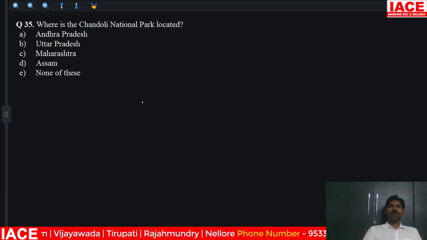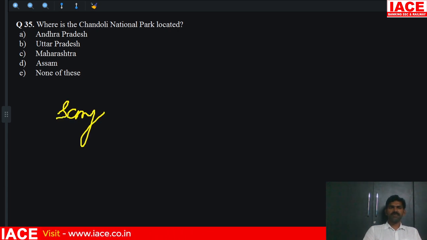Where is the Chandoli National Park located? To understand this, you should understand the code. What is that code? Sanjay Gandhi Express.